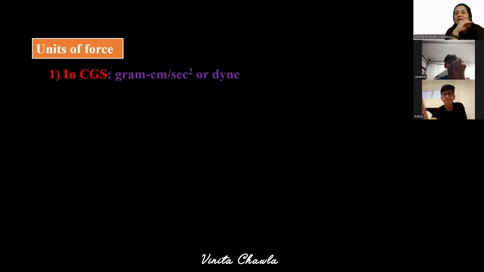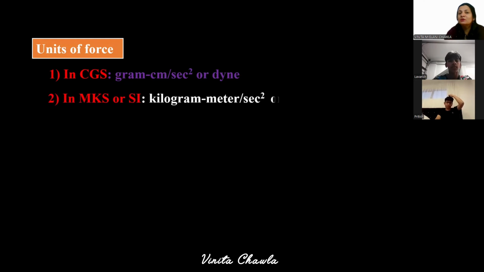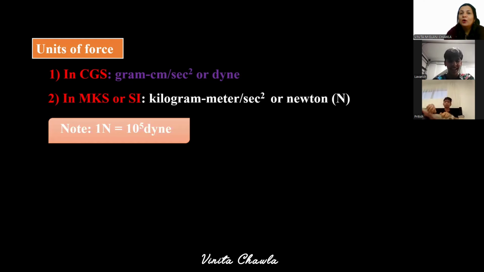CGS system is centimeter gram second. The full form of CGS is centimeter gram second. In the CGS system, the unit of force is dyne, while in the MKS or SI system, the unit of force is Newton. It is denoted by capital letter N, and 1 Newton is 10 raised to the power 5 dyne.